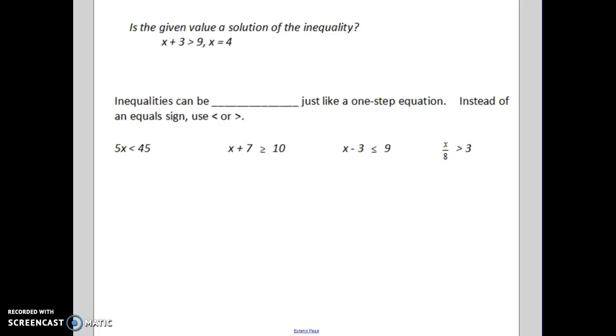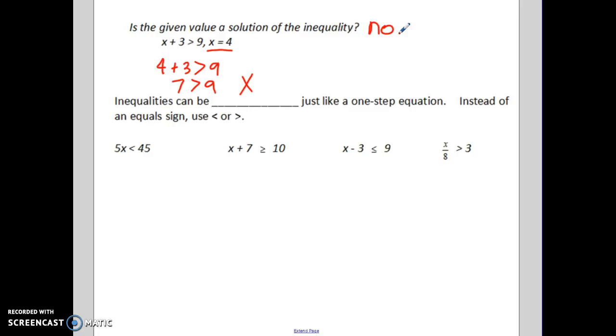Is the given value a solution of the inequality? So now it's going to give us a value. We have to either say yes or no. So x plus 3 is greater than 9. Well, it's telling us x is equal to 4. So if we plug that into our inequality, we get 4 plus 3 is greater than 9. And again, we can just solve both sides of our inequality. So 4 plus 3 is 7. We get the inequality 7 is greater than 9. Well, 7 is not greater than 9. So this is a false statement, and the answer would be no, it is not a solution.